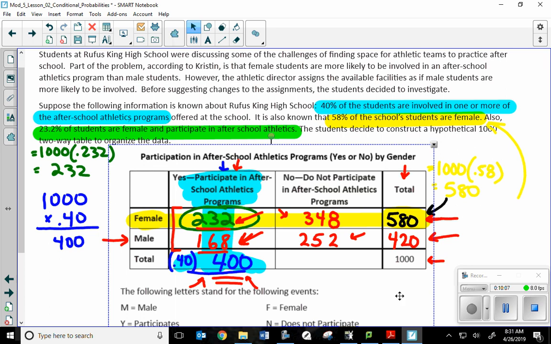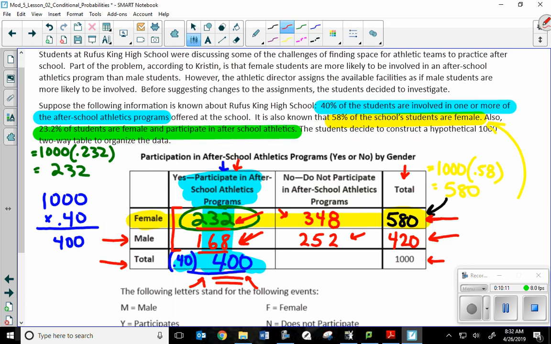And last but not least, it's the easiest one, the totals on the bottom row. 400 plus something is going to give me 1,000. That something is 600. That means these two should add to 600 if I go down in the column of people that do not participate in sports. And they do. I'm right.